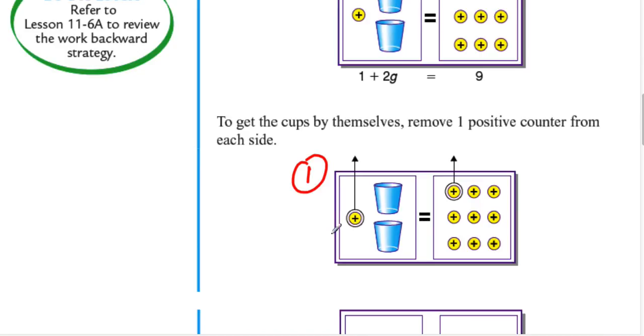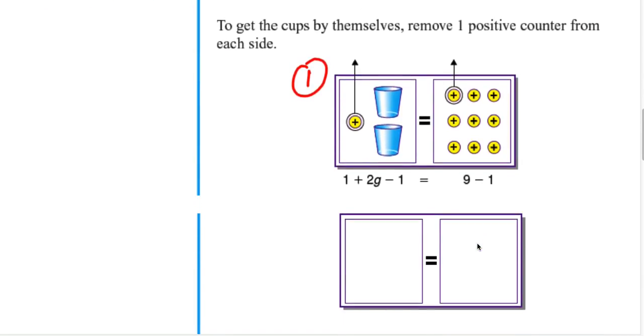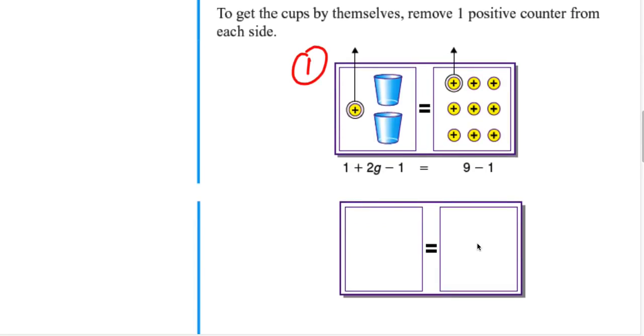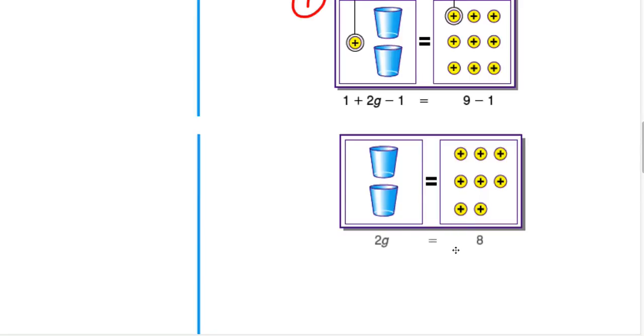Subtracting 1 from each side of the equation, which means this is now 1G plus 2G minus 1. And since we subtracted 1 here, we need to subtract on the other side as well, so 9 minus 1 as well. Then from there, we end up with 2 cups and 8 positive counters. So this now becomes 2G is equal to 8 after subtracting 1.